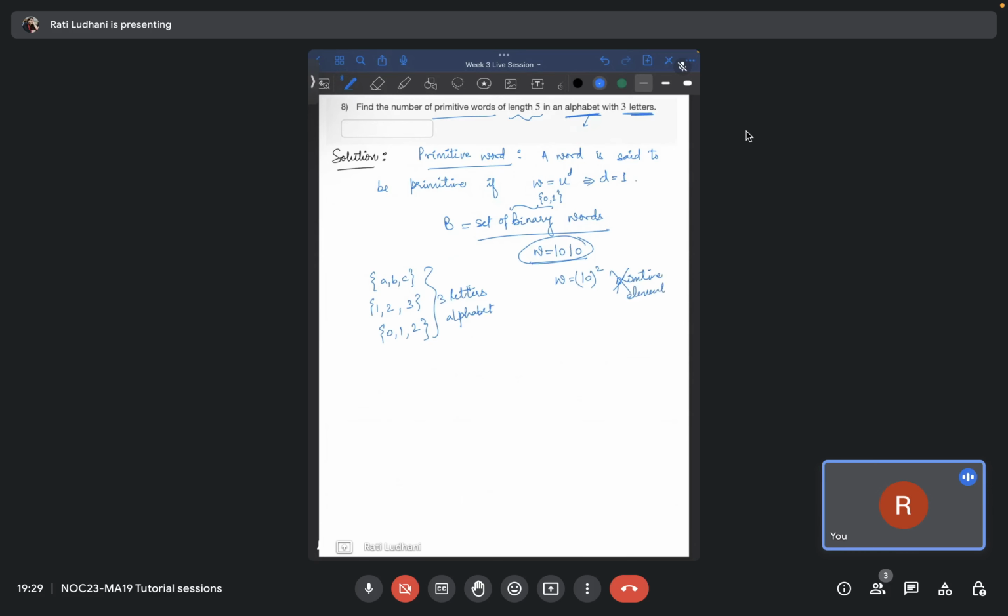because it says d should be equal to 1. You cannot write w as a repetition of an element u. You can have this, for example. Here you cannot write it like this. For this you have to write this, but this is not something we need. We need u raised to power something. So you cannot have anything other than that. So this is a primitive element.